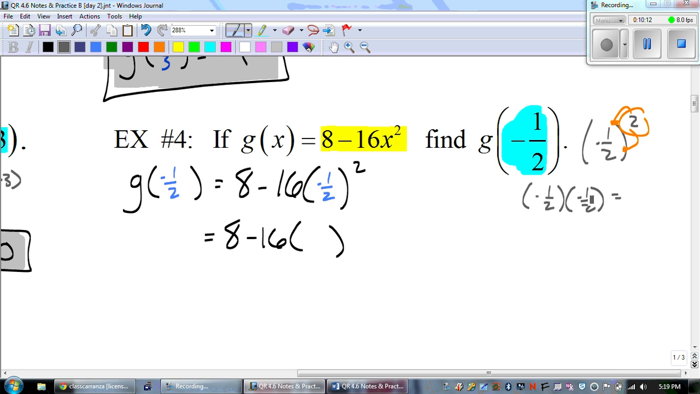And remember, when we're multiplying fractions, we multiply the numerators, we multiply the denominators. So a negative times a negative is a positive. 1 times 1 is 1. 2 times 2 is 4. And then we always check, can we reduce? Nope. So that is 1/4.